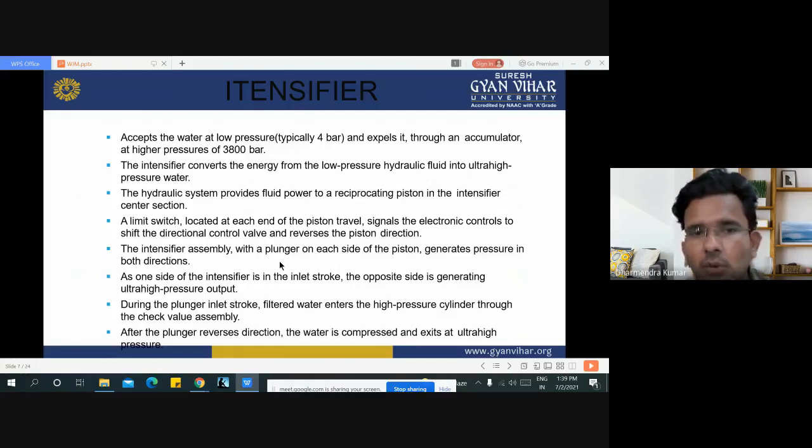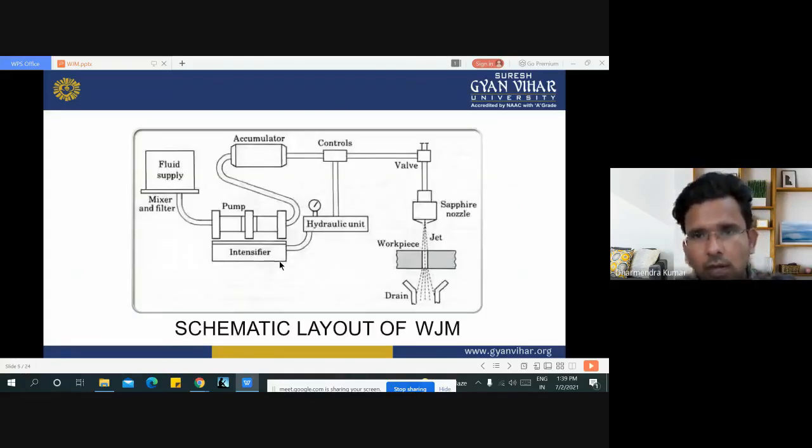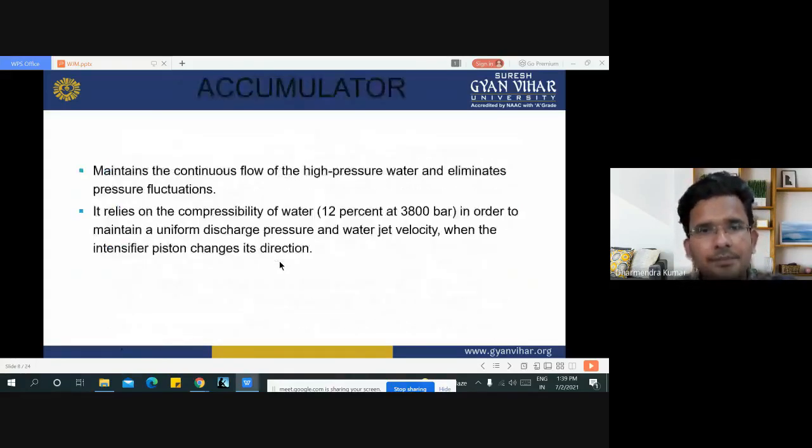A limit switch located at each end of the piston travel signals the electronic control to the shift and directional control valve and reverse the piston direction. During the plunger intake stroke, filtered water enters the high pressure cylinder through the check valve assembly. After the plunger reverses direction, the water is compressed and exits at ultra high pressure to the control valve.